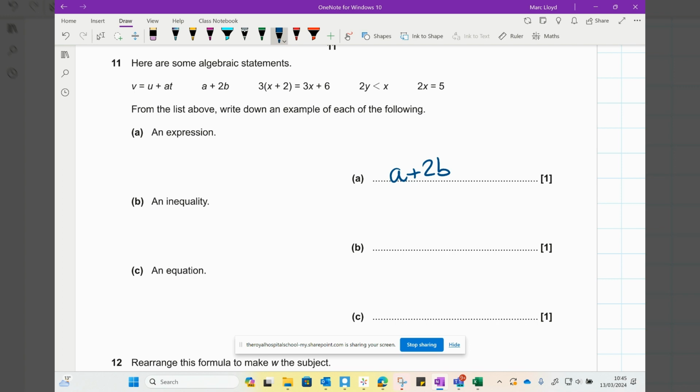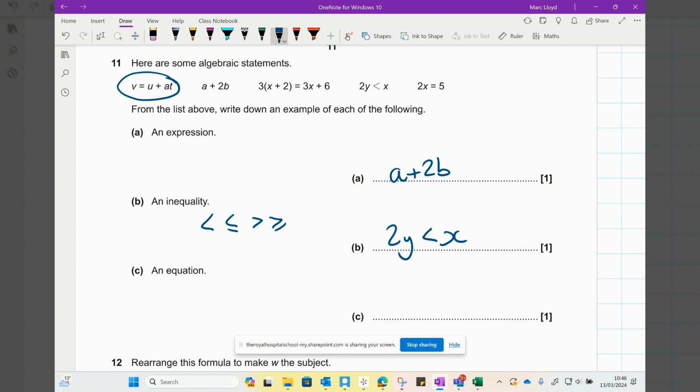An inequality, so we've got 2y is less than x. So we're looking for these sorts of symbols within an inequality. Now, an equation, sometimes you can have more than one unknown. That'll be a simultaneous one. But this one here is not an equation. That's a formula. It's one of the Suvat equations, which is about motion.